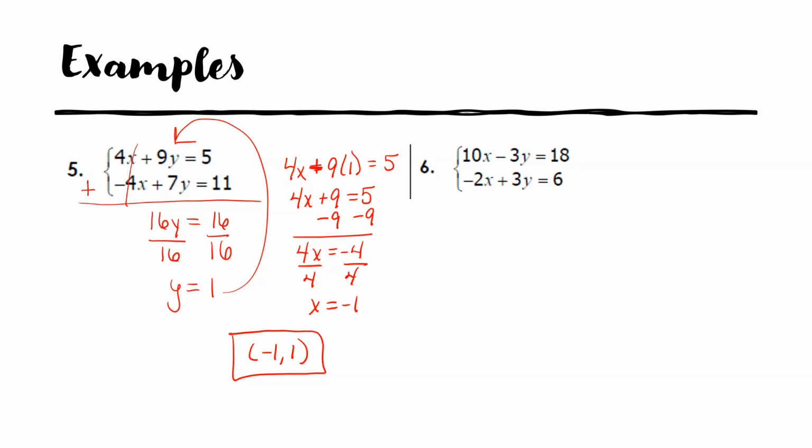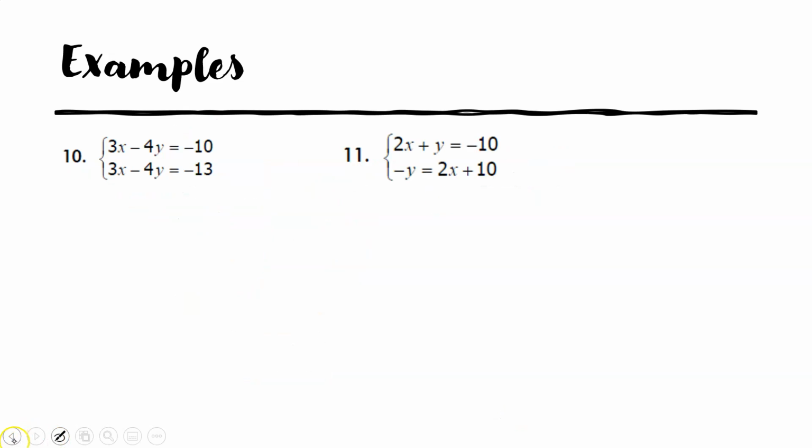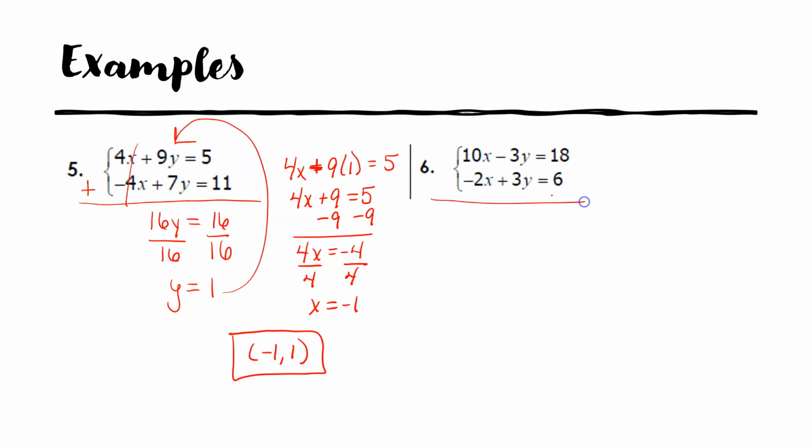Number 6. So what's common here is my 3's. So the signs are opposite. So I'm just going to add, which gets rid of my 3y's. So I have 10x and minus 2x is 8x equals 24. And when I divide by 8, I have x is 3. I'm going to plug that back in.